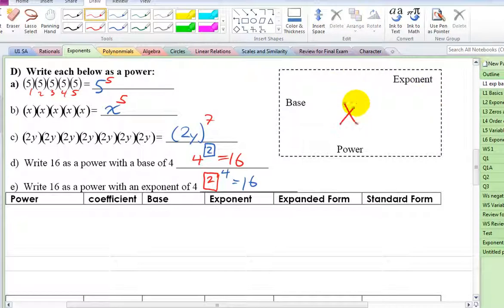If we have x and a y, the exponent is the y, the base is the x, and what's the power? The whole thing. Okay? So you put a circle around the whole thing.